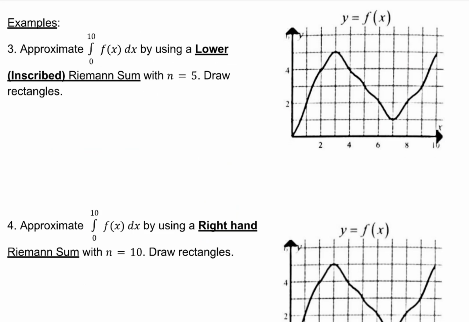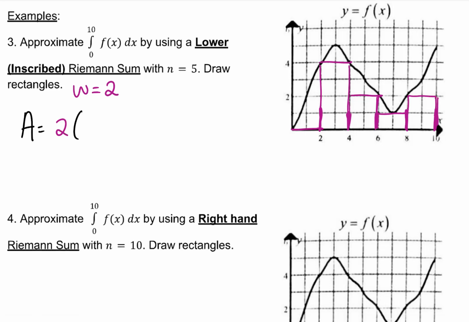We are integrating the same function with the same number of rectangles, but this time we're using a lower inscribed Riemann sum. The lowest y value of each interval will be chosen as the height of the rectangle for that interval. This lowest value between 0 and 2 is 0, so there's no rectangle between 0 and 2. The lowest value between 2 and 4 is at f of 2 or f of 4. The lowest value between 4 and 6 is at f of 6. Between 6 and 8 is at f of 7, and between 8 and 10 is at f of 8. Show that sum, and our result is 18.